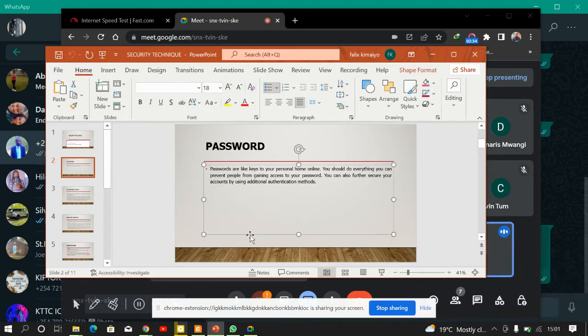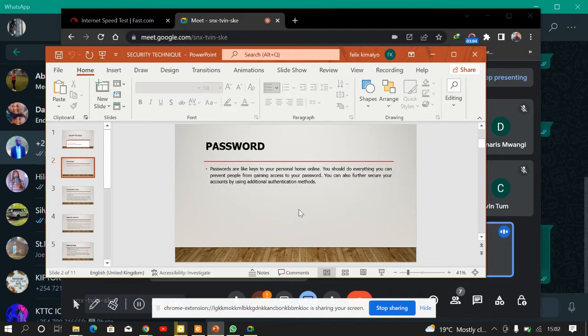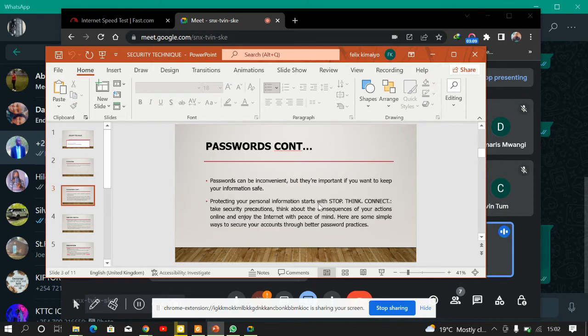Passwords are like your personal home online, and you should do everything you can to prevent people from gaining access to your password. Also, your password can be secured by the use of additional authentication methods, that may be through two-factor authentication or single factor, or also some use CAPTCHA methods where you are asked to choose a picture that contains maybe a ship or sometimes a crosswalk. So you select those that are available. Now let's go to our next one.